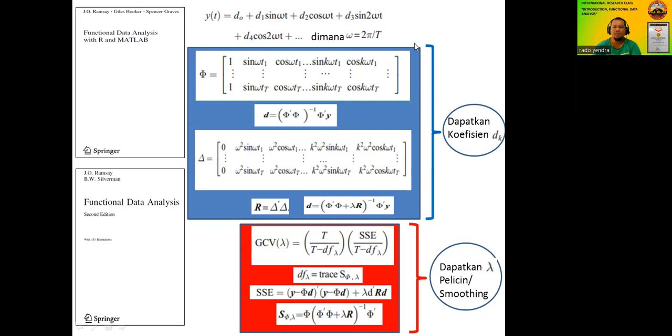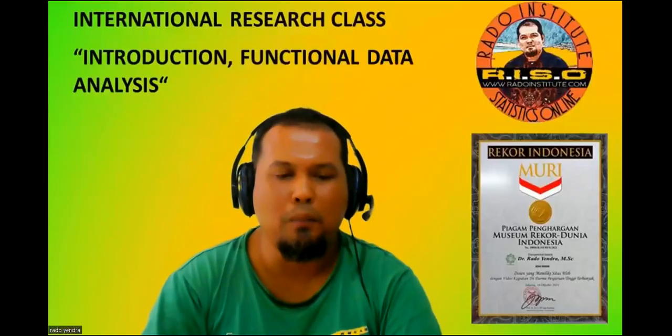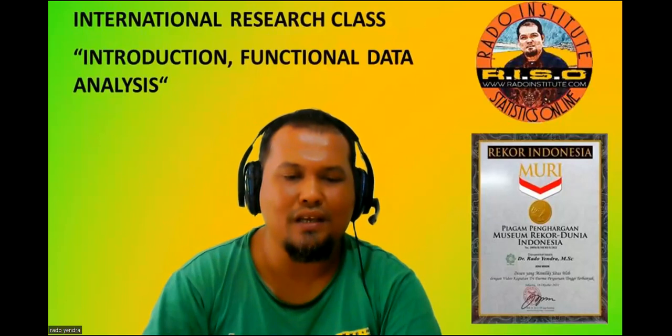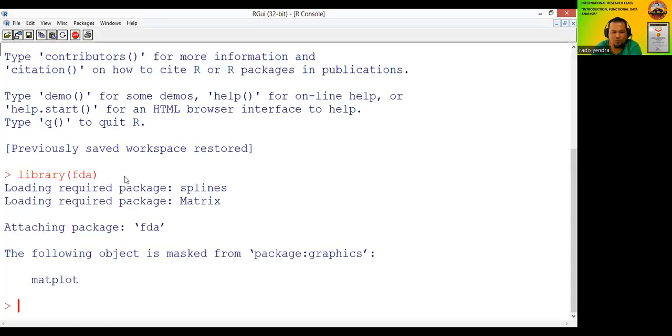Okay, now we can open our R programming to support our discussion today. Okay, this is our R programming. For the first time, don't forget to download the package. We call that fda. fda means functional data analysis. You can download it from this package tool. You can find the fda. After you successfully download the fda, you can use library(fda).